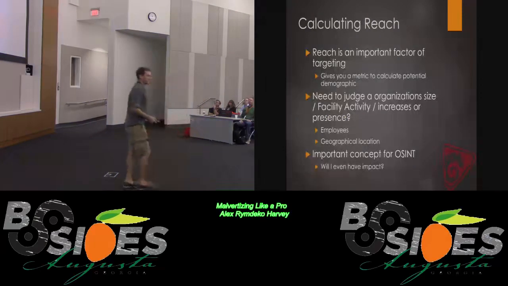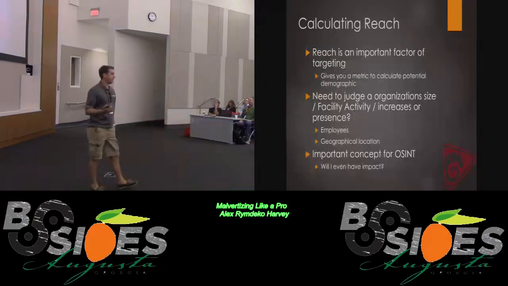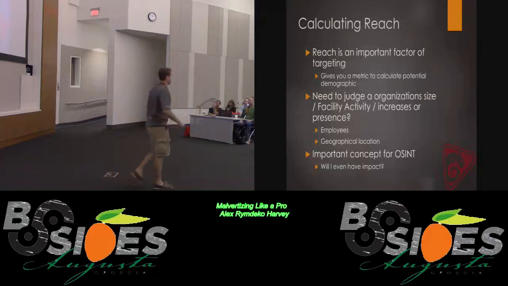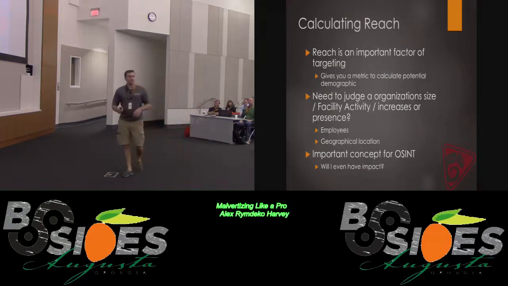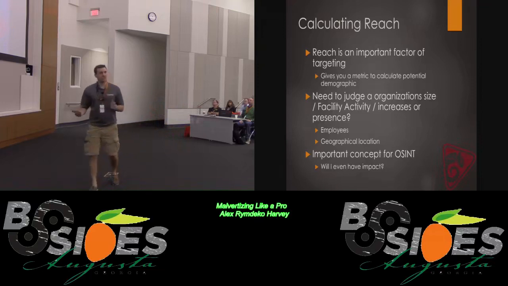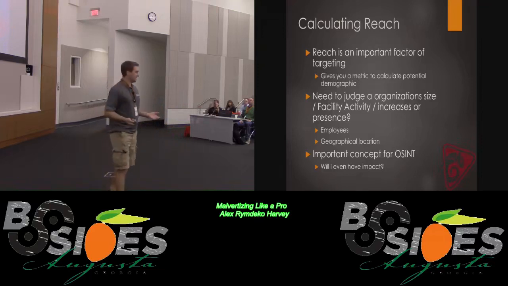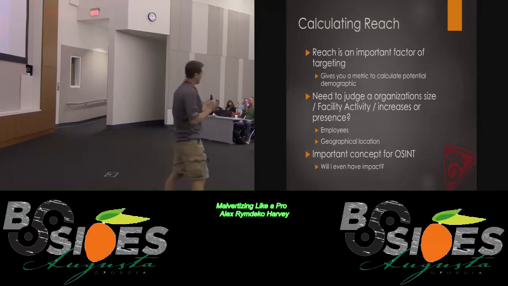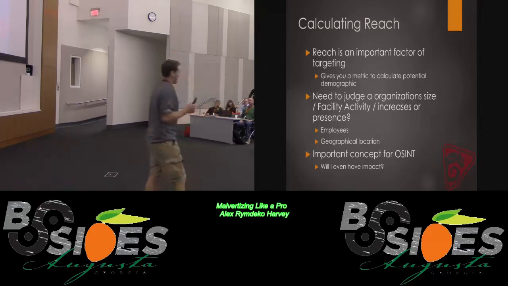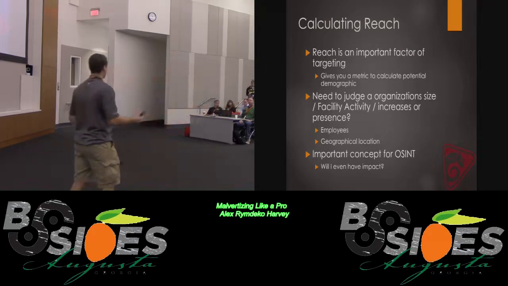So let's say we have a target selected, and we need to kind of understand what we're going after. How do we calculate it? How do we know how many people we're going to be hitting? And at the same time, it can give you a metric to basically, is it worth going after this demographic or is it not?